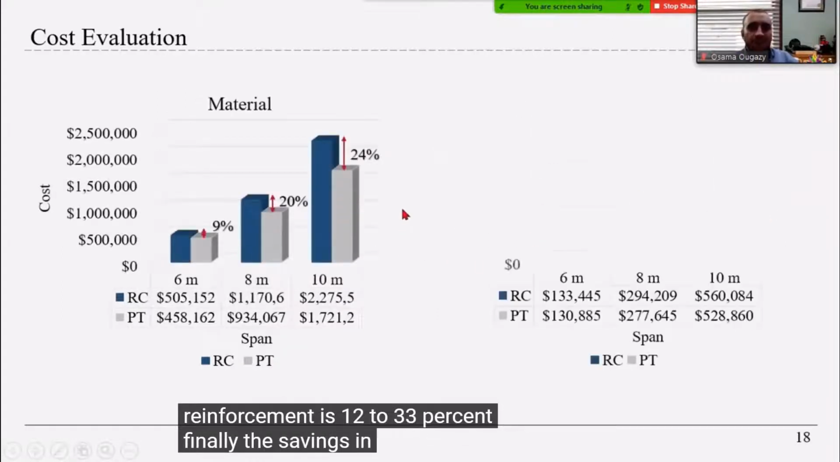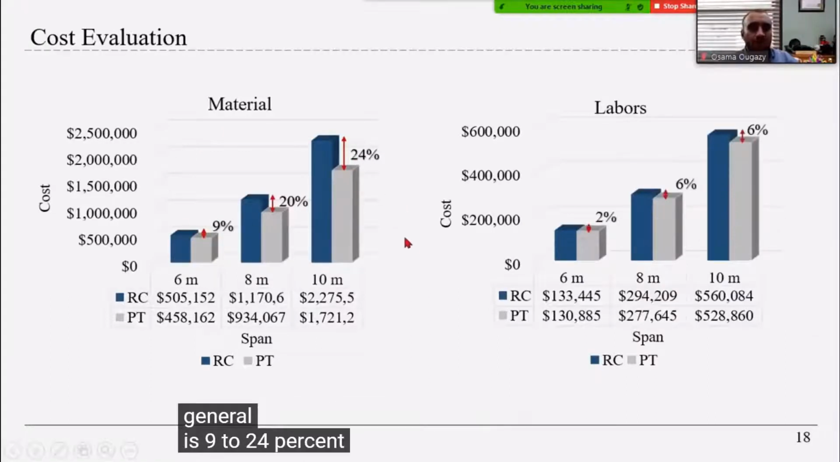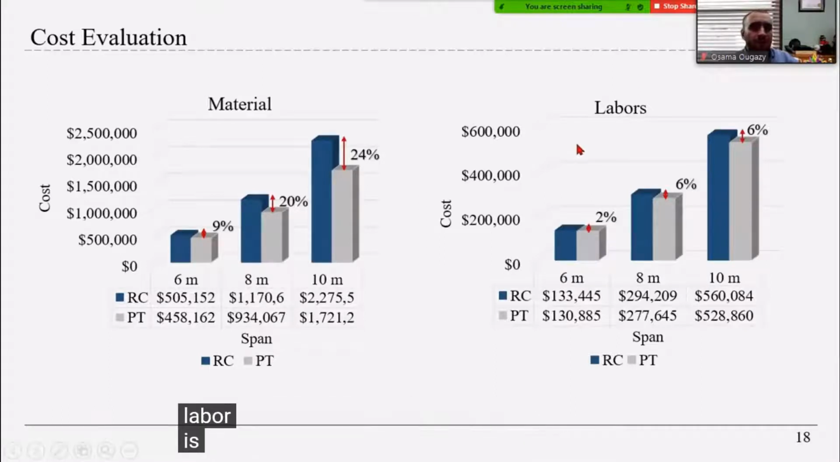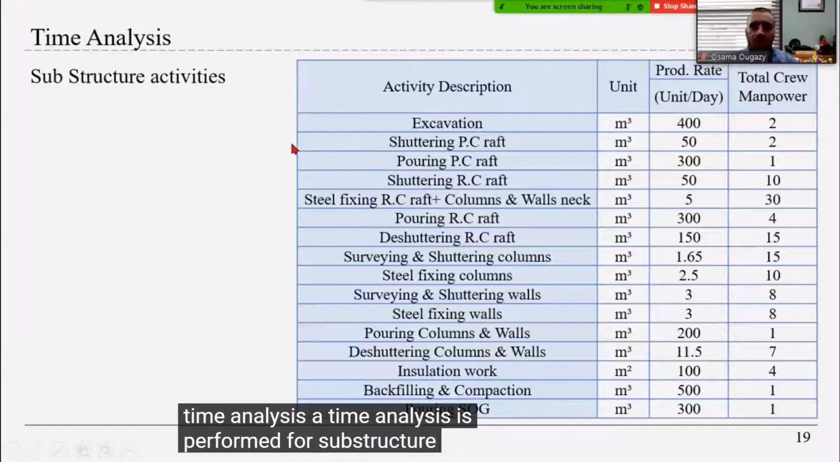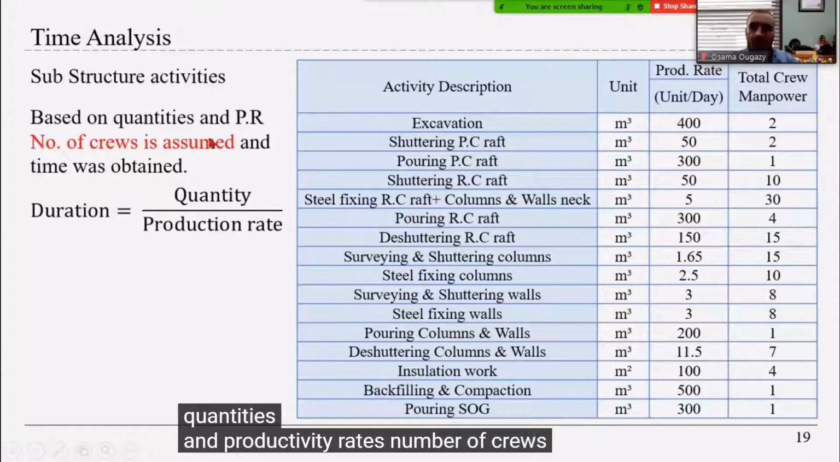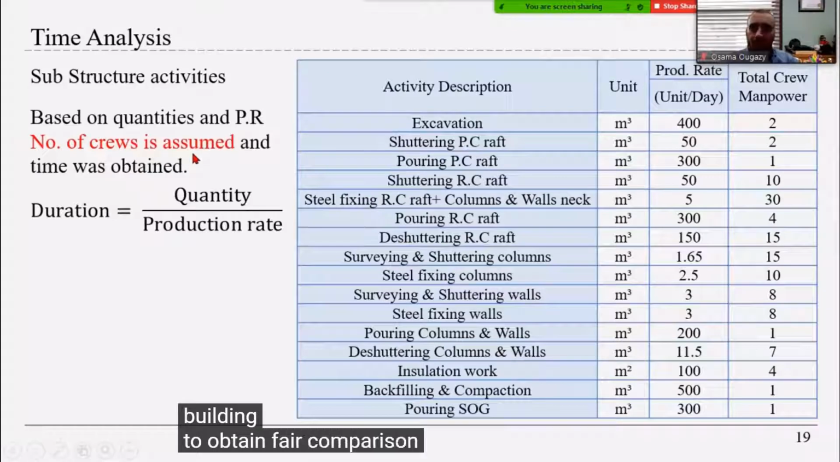Finally, the savings in material in general is 9 to 24%, while the savings in labor is 2 to 6%. Time analysis. A time analysis is performed for substructure and superstructure activities based on quantities and productivity rates. The number of crews is assumed to be the same for all buildings to obtain a fair comparison.